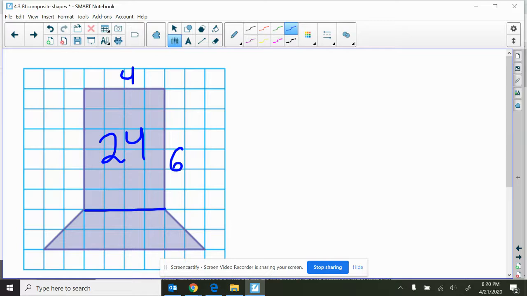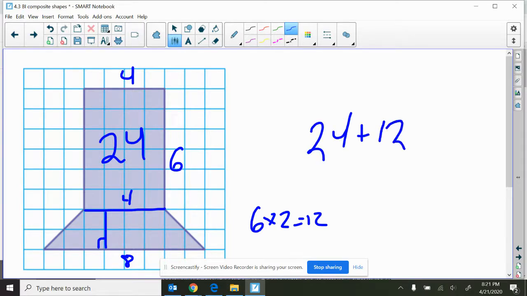On the bottom, my trapezoid is 4 by 1, 2, 3, 4, 5, 6, by 8. If we add those together, 4 plus 8 equals 12, divided by 2 is 6. So the average of the bases is 6, times my height, which is 2, equals 12. So my combined area is 24 for the top plus 12 for my trapezoid on the bottom, equals 36 units squared.